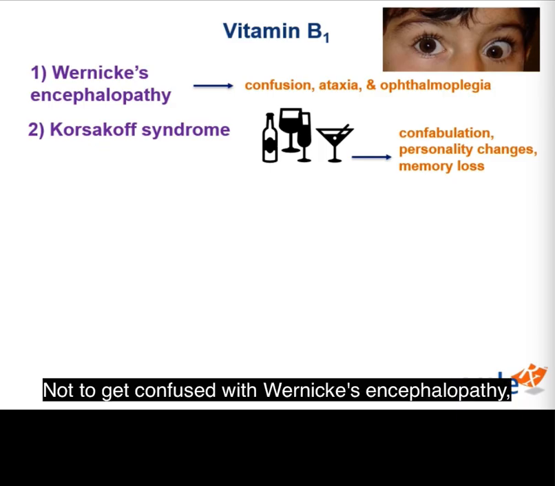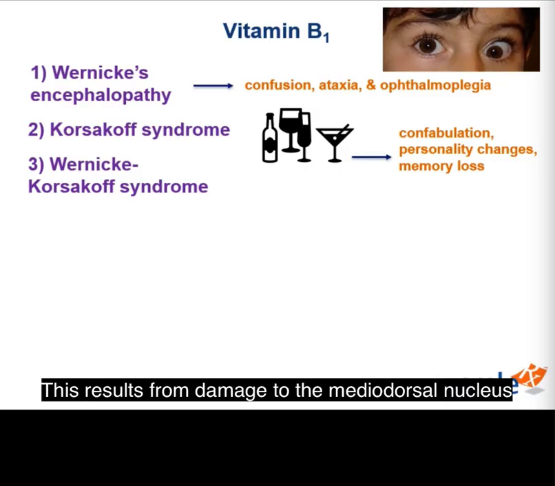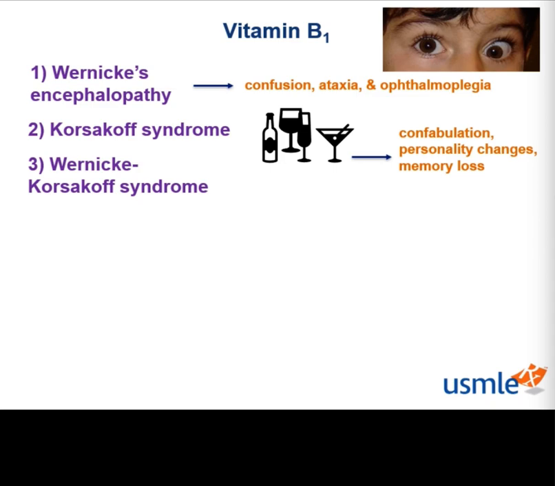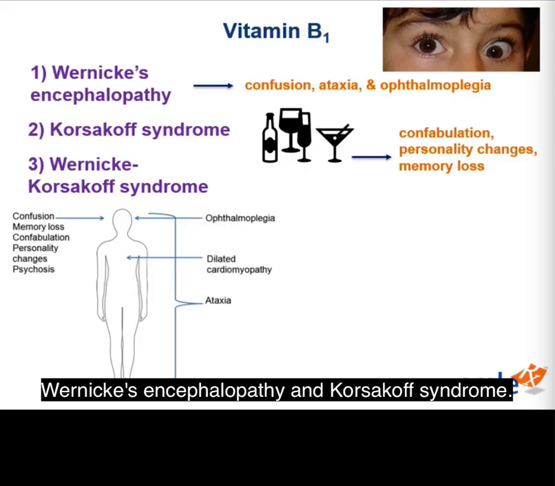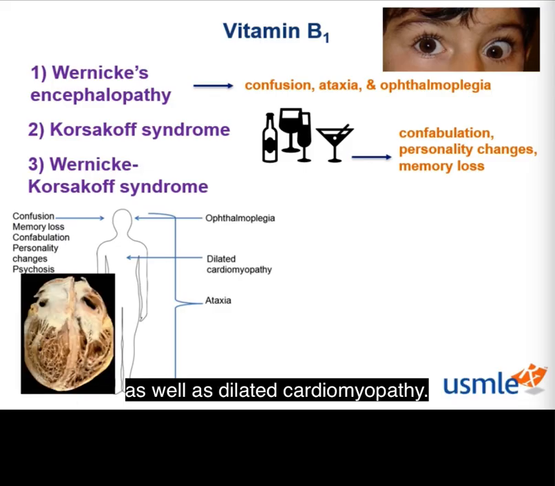Not to be confused with Wernicke's encephalopathy or Korsakoff syndrome is Wernicke-Korsakoff syndrome. This results from damage to the medial-dorsal nucleus of the thalamus and mammillary bodies. As the name implies, it consists of a combination of features from both Wernicke's encephalopathy and Korsakoff syndrome, including confabulation, personality changes, memory loss, confusion, ataxia, and ophthalmoplegia, as well as dilated cardiomyopathy.